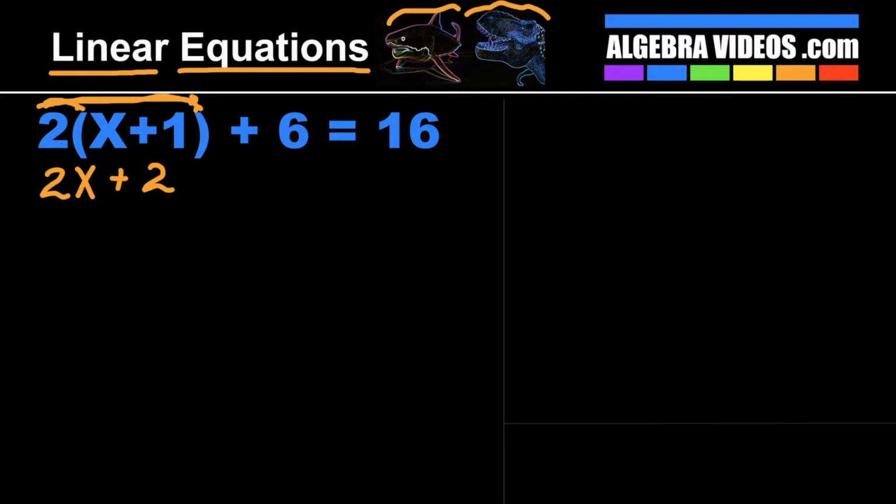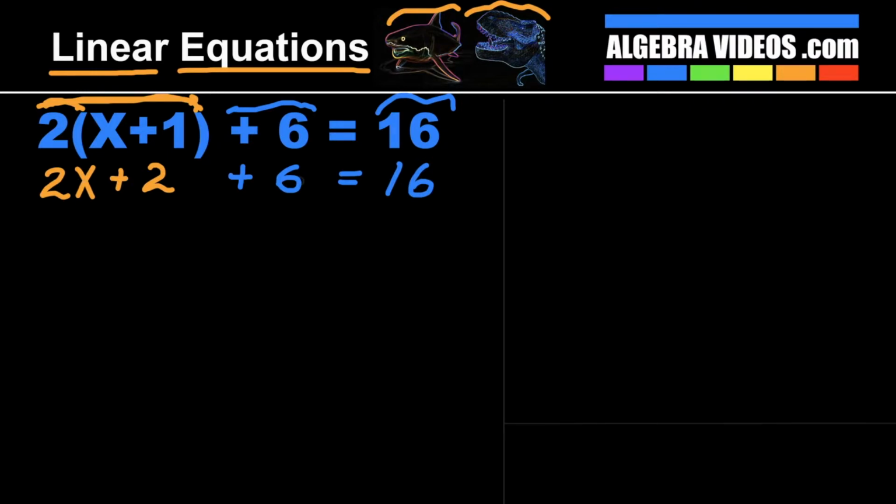I'm going to just rewrite everything else the same. So this plus 6, I'm just going to rewrite that. That's this plus 6 right up here. And that equals, on the right side, 16. I'm just rewriting the 16 right here. So, is there anything we can simplify? That's a question I'm always asking myself.